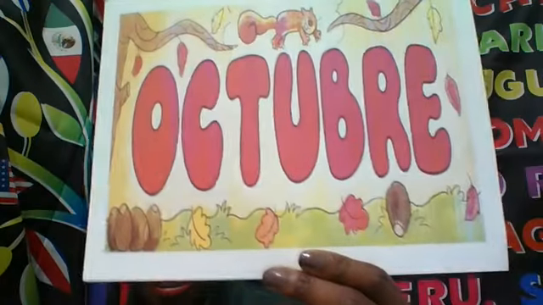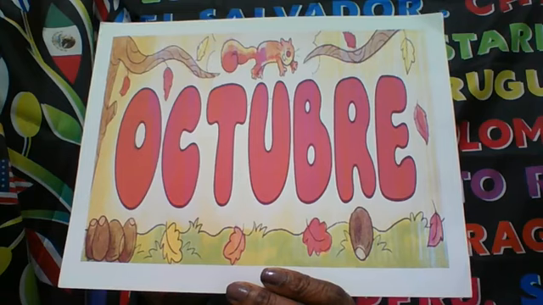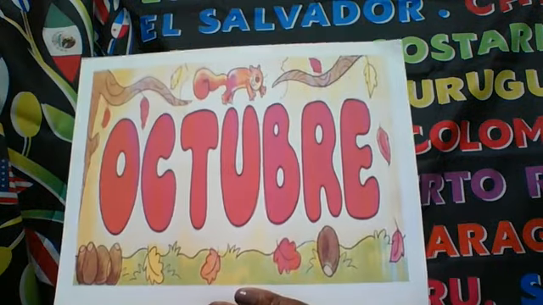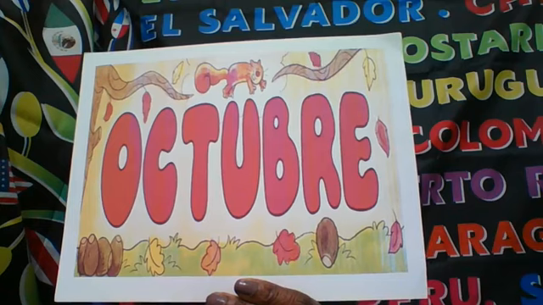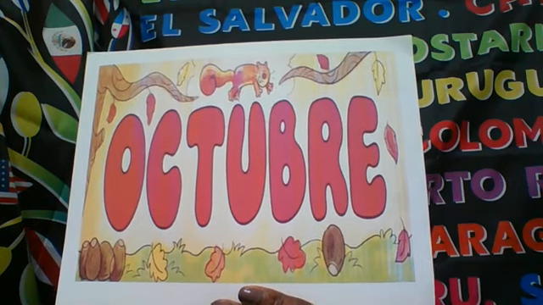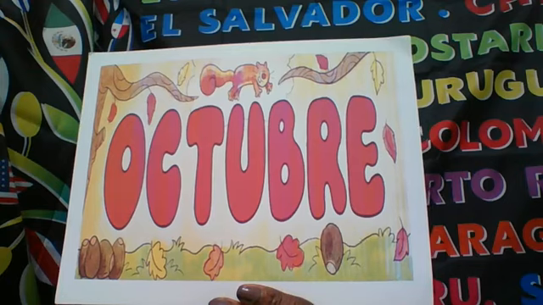That's your quick review. Now, clase, es el mes de octubre. Clase, you're going to tell me, es el mes de octubre. It is the month of October. Es el mes de octubre. Repita. Say a little faster. Es el mes de octubre.